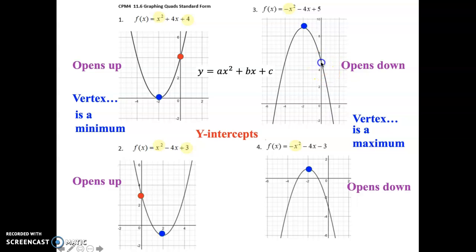Okay, over here, even though that dot's in the wrong place, it should be right here at 5. My y-intercept is positive 5. Look at my c term in my equation. Down here, this y-intercept's at negative 3. And look at that guy. My c in my quadratic is a negative 3. So your y-intercept is always the c term in your equation. It's the constant in your equation.